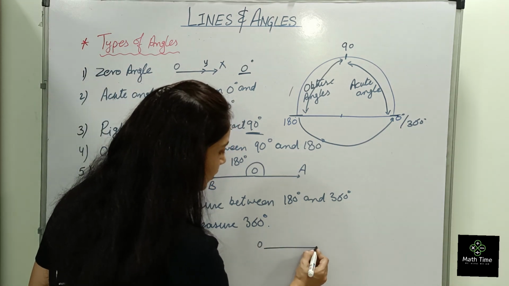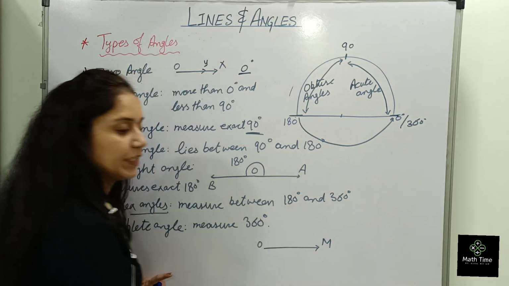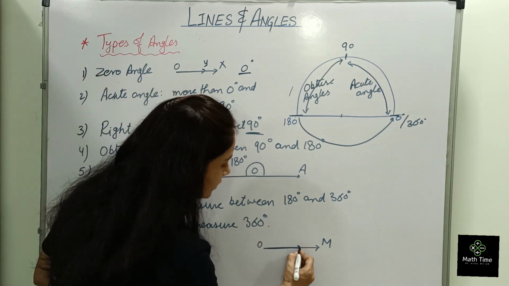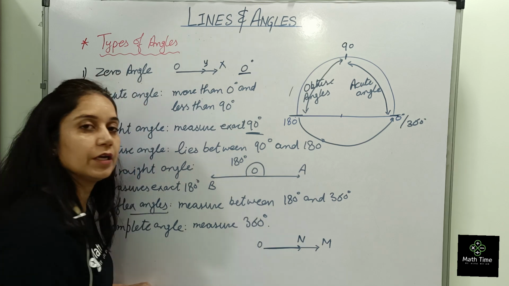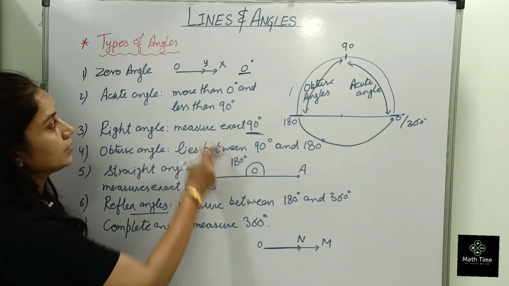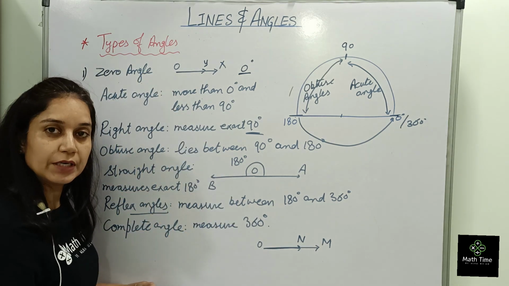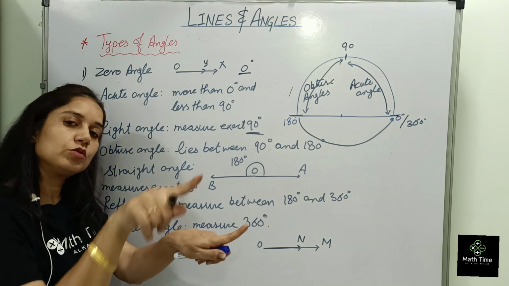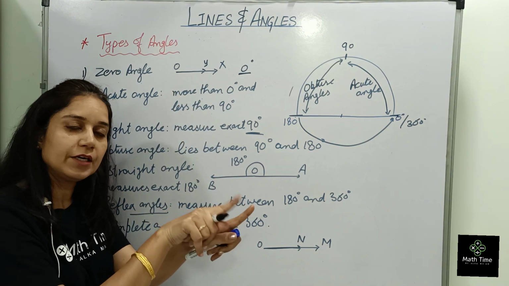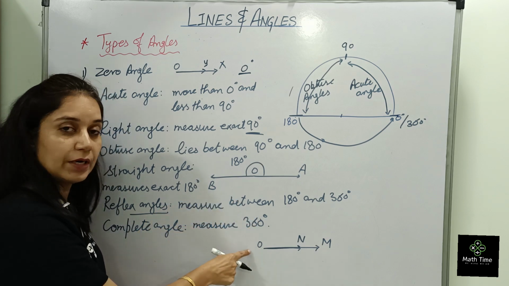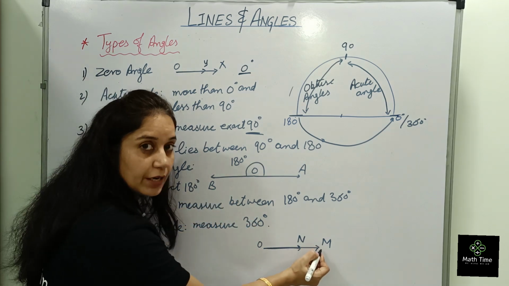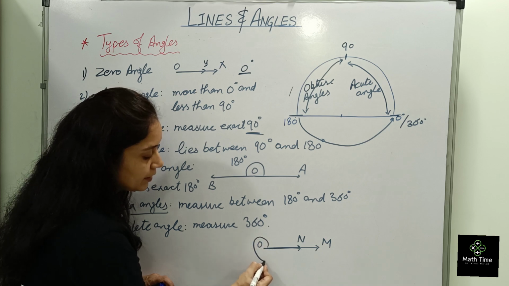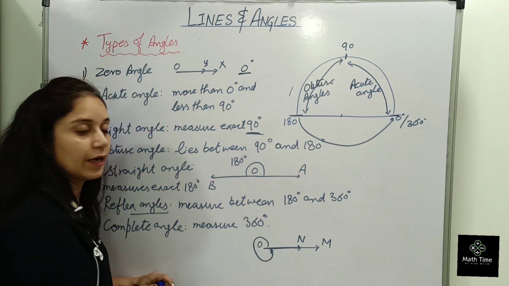Let us say you are having ray OM. I have changed the name. Ray OM. And on this only exact we have another ray falling on it, ray ON. Now what is the difference between zero angle and complete angle? Zero angle is falling on each other, the second ray is on top of the first ray. Angle has not started only, it is at the same place. But in complete angle, ray OM and ray ON, you can consider like this, that it has taken a complete round and come back.